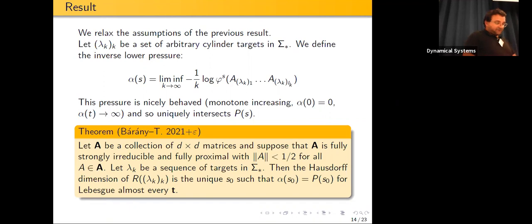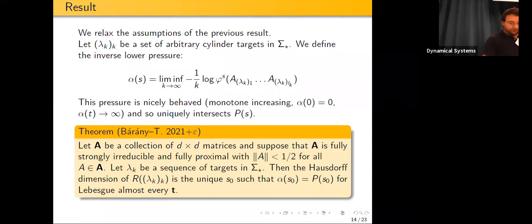So if you have some d by d matrices and some technical conditions, with some nice shrinking of the norm, then no matter what sequence of targets you pick in the symbolic space, the Hausdorff dimension is, for almost every translation, a collection of translation vectors given by this intersection of these two.